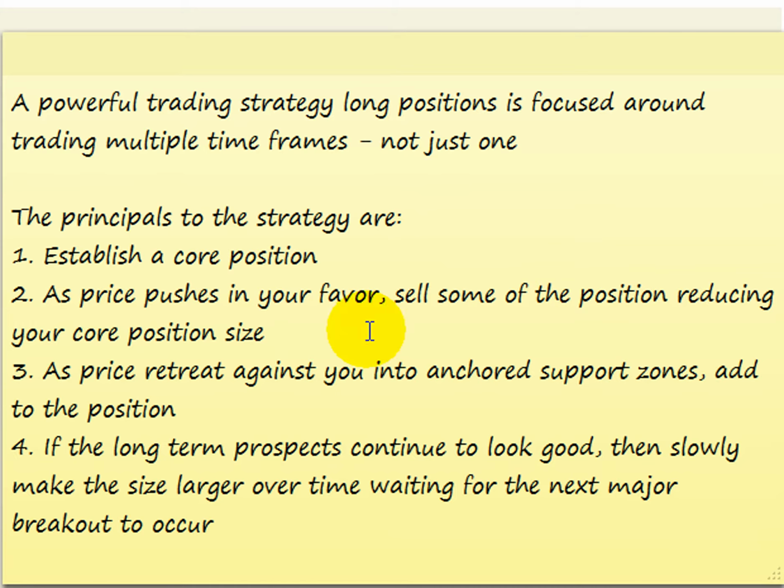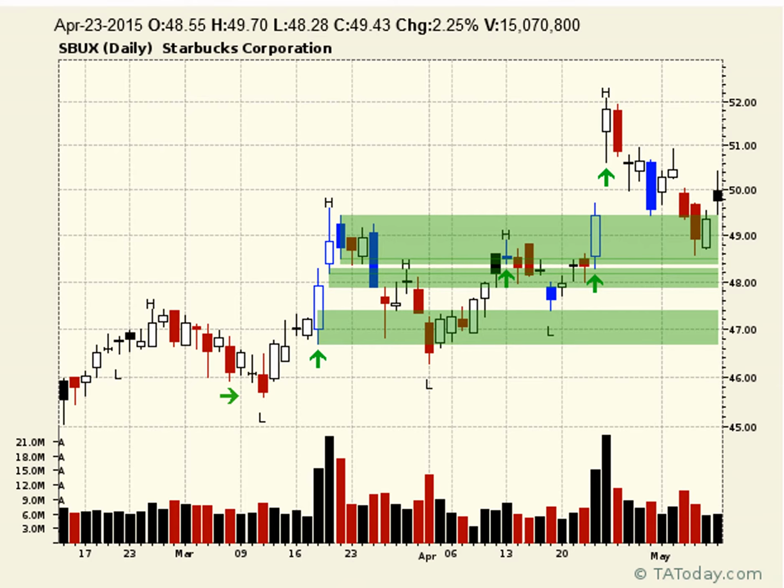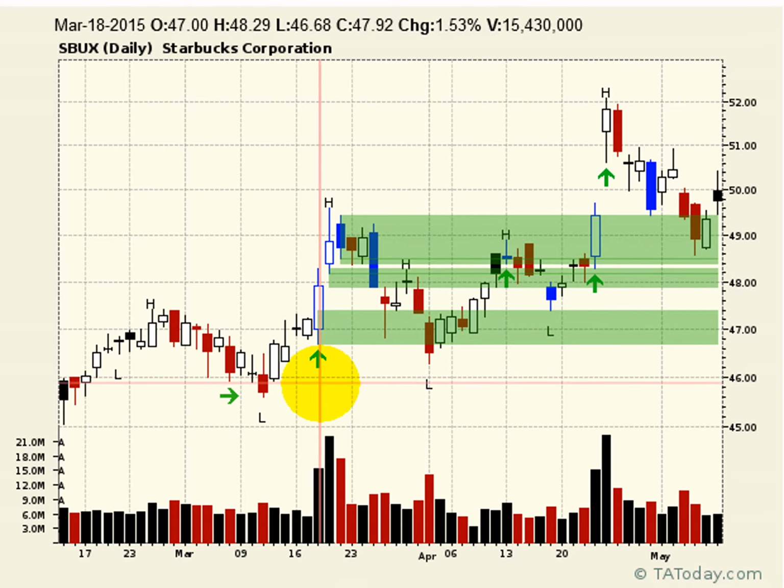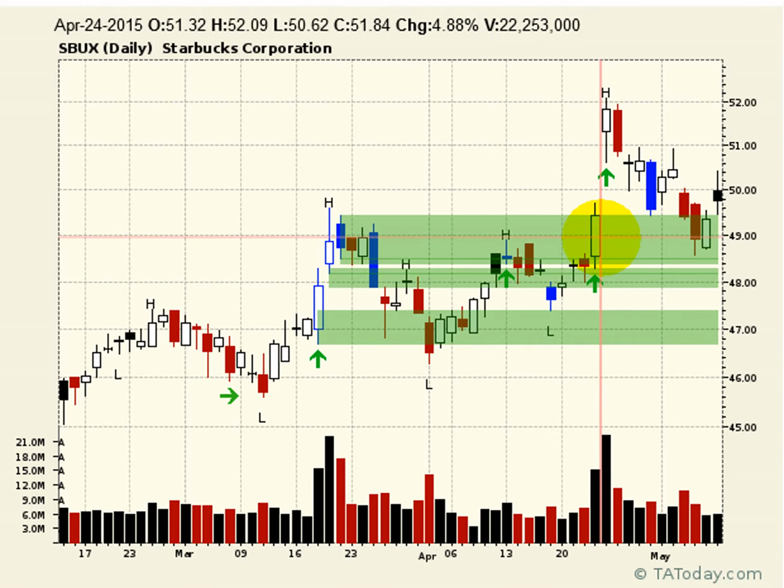And the principle associated with it is you establish some sort of a core position, and you do that at some point in time. As the price pushes in your favor, right, you sell some of those. So in other words, if we come back, like for example on Starbucks, if we come back here and we're looking at this and we see it break out, push higher, right, we might want to sell some into that push. And there are some ways that you do that.